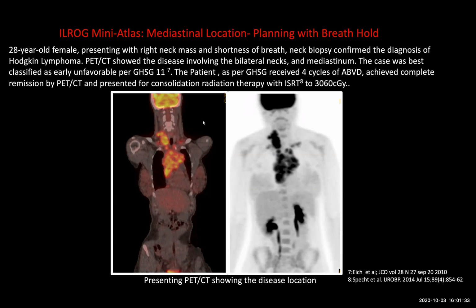So this is a 28-year-old female presented with a right neck mass and shortness of breath. The neck biopsy confirmed the diagnosis of Hodgkin lymphoma. The PET scan showed the disease in the bilateral neck, going down to the mediastinum, more on the right side of the heart than the left. And the case was best classified as early unfavorable as per the German Hodgkin study criteria number 11.